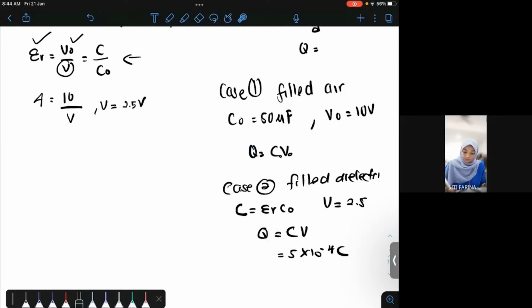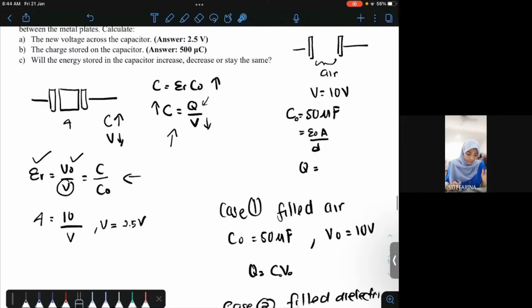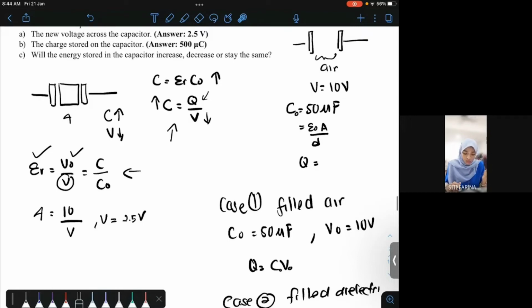Case pertama, ini nilai dia. Case kedua, V menurun, C meningkat. So you balance, come back to the same value of Q here. Alright, question C pula. Will the energy stored in the capacitor increase, decrease or stay the same?